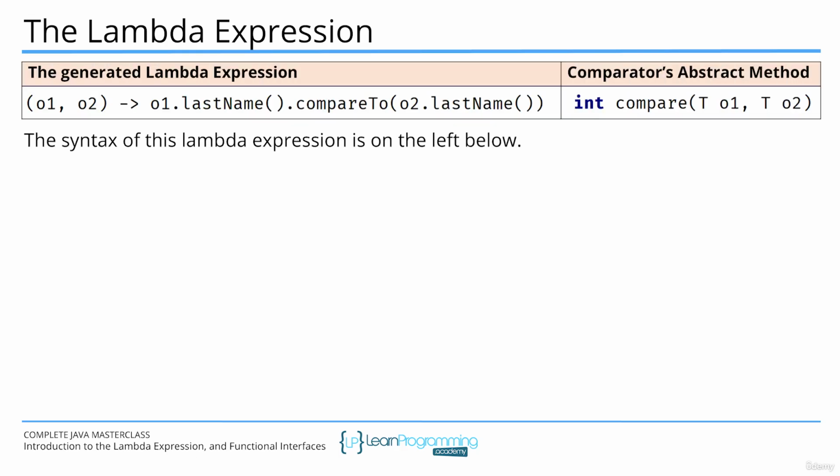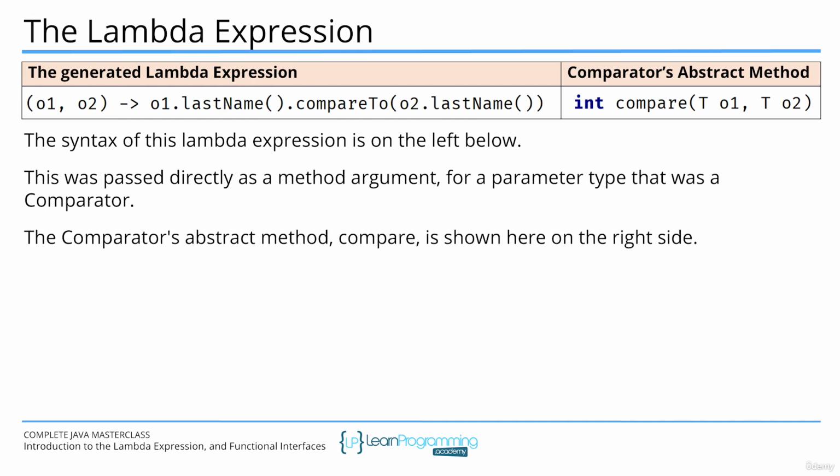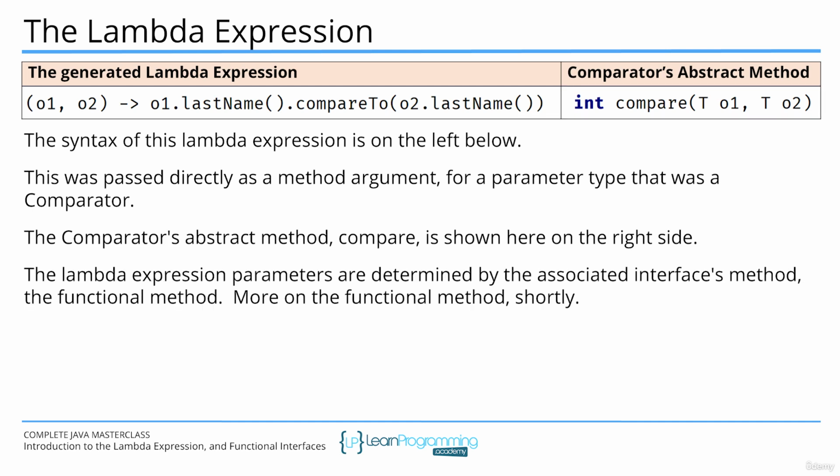On this slide, the syntax of this Lambda expression is on the left below. This was passed directly as a method argument for a parameter type that was a comparator. The comparator's abstract method, compare, is shown here on the right side. The Lambda expression parameters are determined by the associated interface's method, the functional method. More on the functional method shortly.